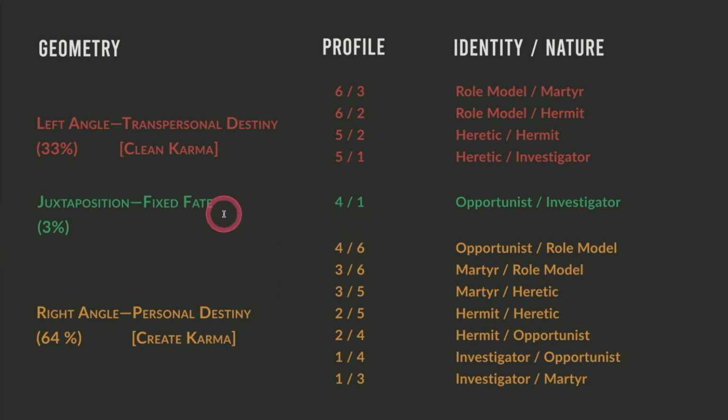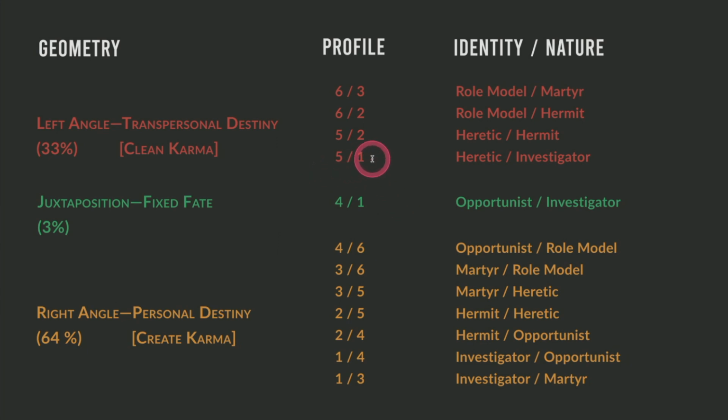The 4-1 is in a category unto itself, right? It's all about this fixed fate. And this is more language that I'm not going to dive into on this episode, something we can talk about in the future. But suffice it to say that it's just a very unique profile, very rare. Not a lot of people have a 4-1 profile. And it's neither personal nor transpersonal. It's the juxtaposition, 3% of humanity. So this is pretty rare. And so the opportunist investigator is a unique role.